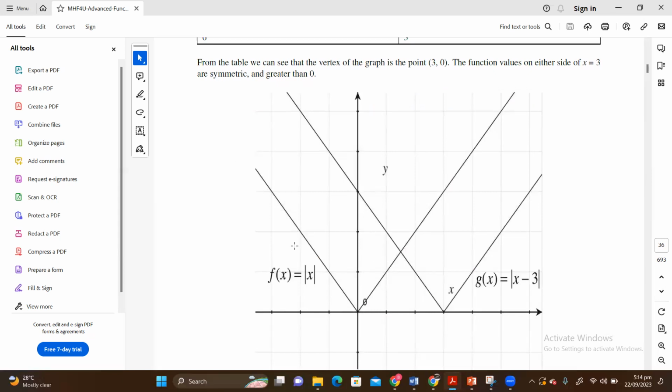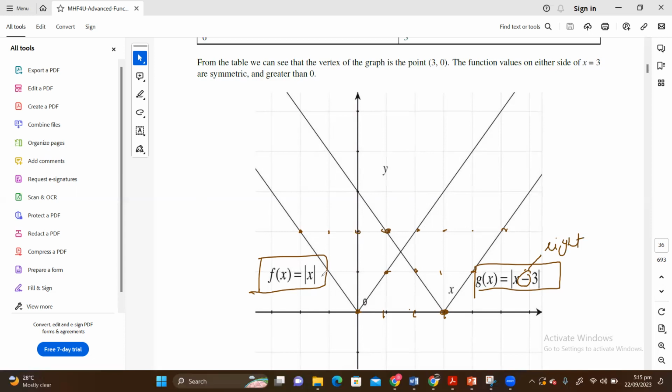This is the original function f of x is equal to mod of x. And this is the function mod of x minus 3 shifted towards the right. So what we have learned is, in the horizontal case, negative means right. It looks like it will go on the left side, but it's against the intuition, so it will go on the right side. So it's 0, 1, 2, 3, moving right. Everywhere on the graph, each point moves 3 units to the right.